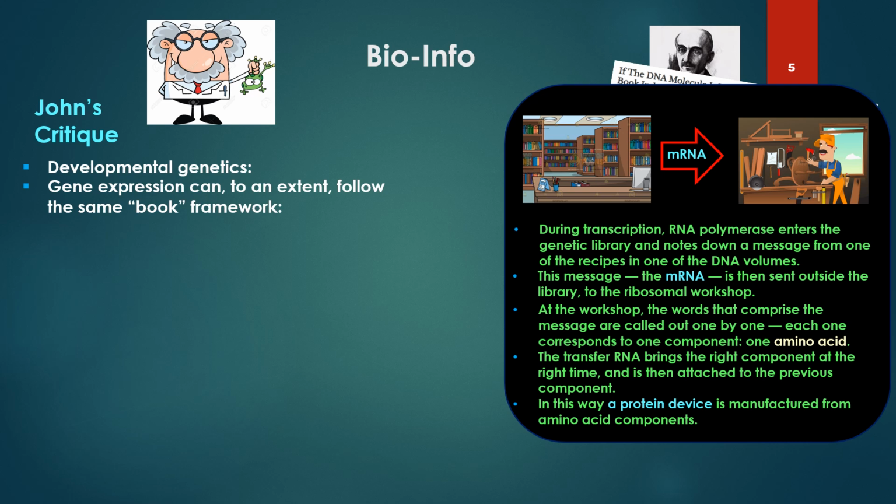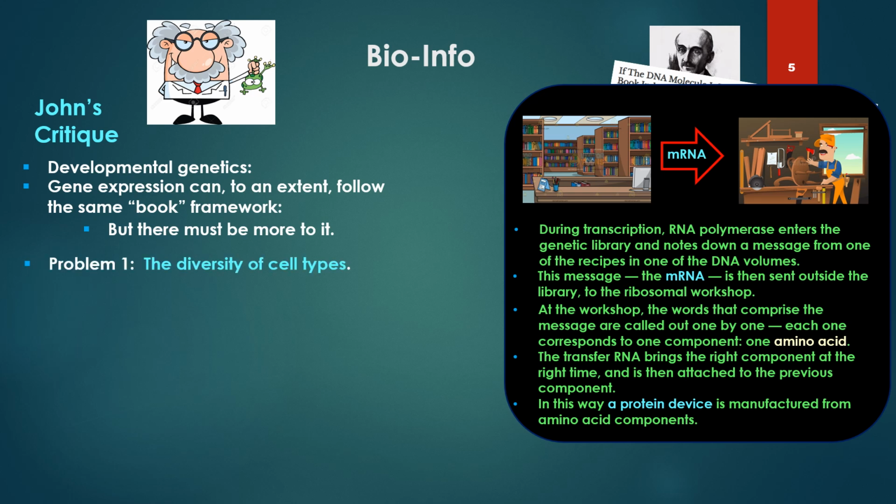Each one corresponds to one component, one amino acid. The transfer RNA brings the right component at the right time and is then attached to the previous component. In this way, a protein device is manufactured from amino acid components. But there must be more to it.